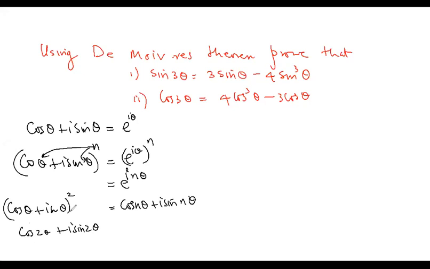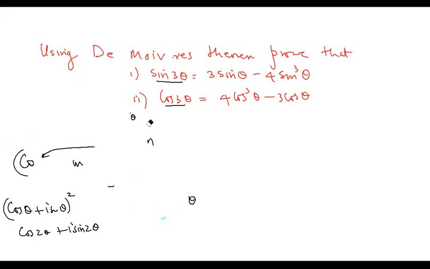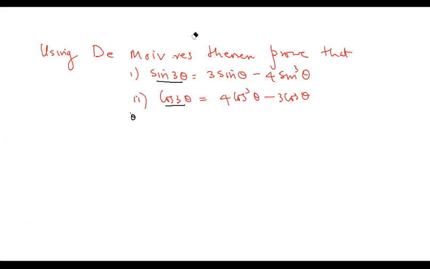Yes, sir. So if I want to prove the sin 3 theta and cos 3 theta formulas, see what simple method I'm going to apply. I will start from here. Cos 3 theta plus i sin 3 theta. How can we write this? Cos theta plus i sin theta the whole cube. Now I'll expand the a plus b the whole cube formula.